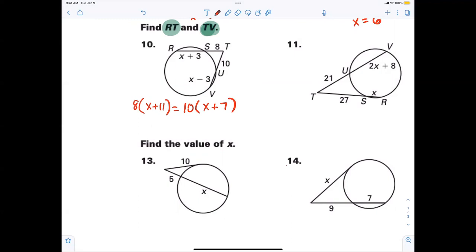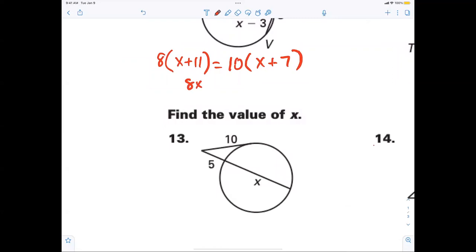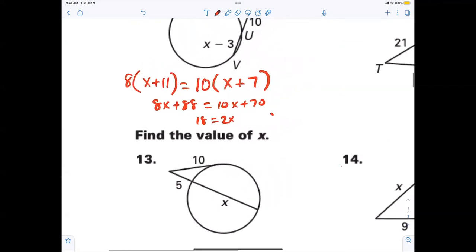Now here, I don't really think there's an easy way. We could divide by 2, but it's not a big deal. So here we go, 8X plus 88 equals 10X plus 70. Now I have 2X is equal to 18, so X must have been what? X equals 9.